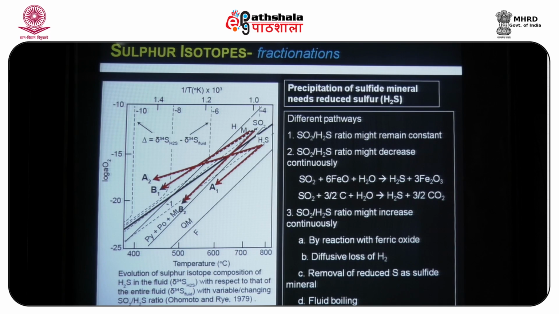Now, let us have a look at how the fractionation takes place during the reduction of seawater sulfate to form H2S.